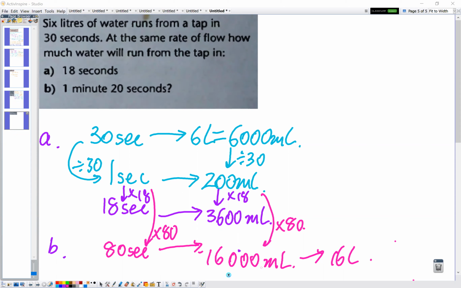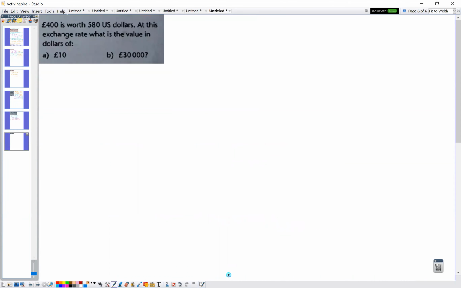Now, let's look at the next one. Let's do a similar one, to make sure you understand how to do this question. The one we did just now was about liters, and for the next, let's do a currency one. Look at this type of question. This is a currency exchange question. Try this one.